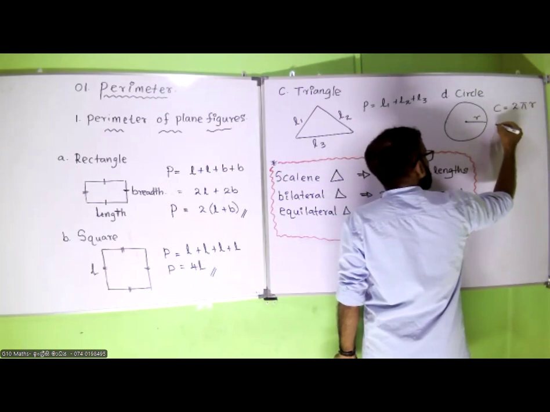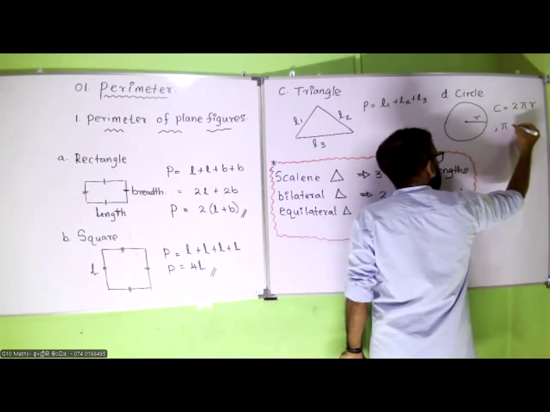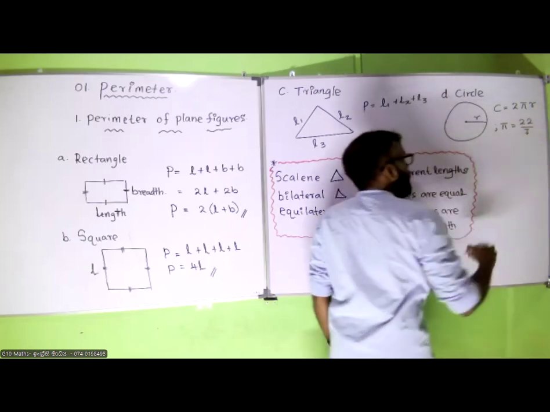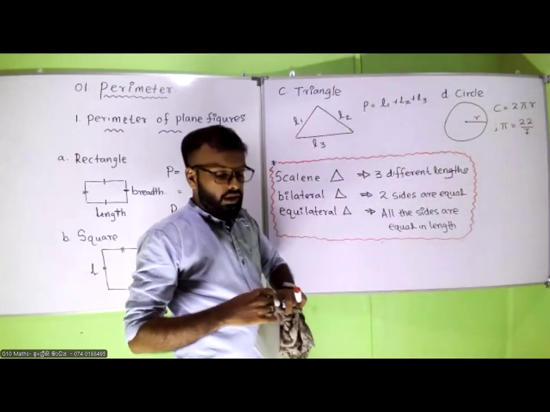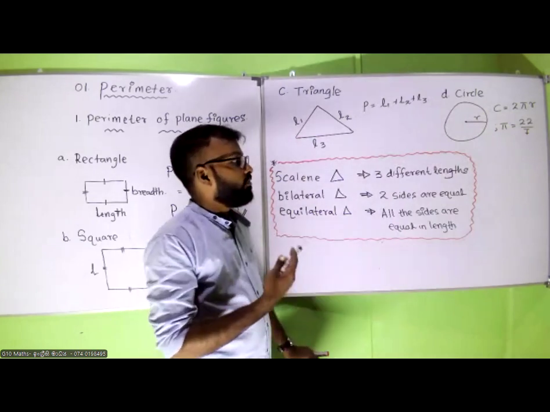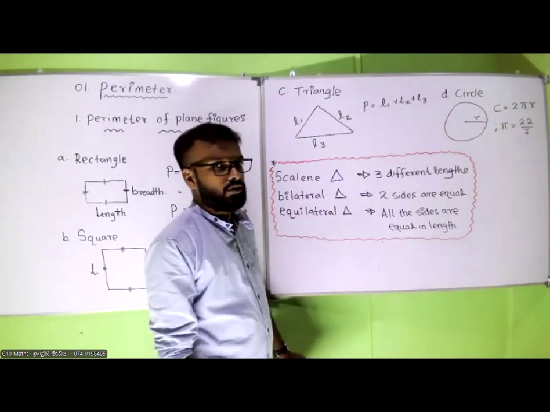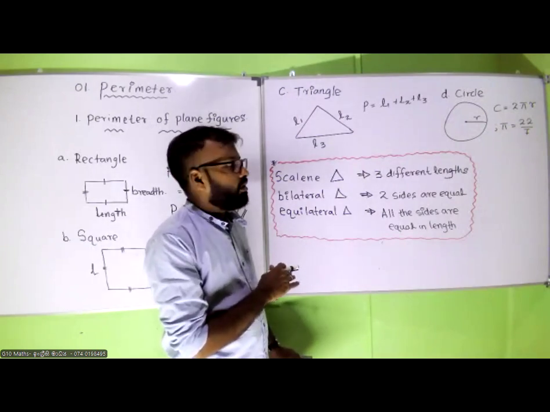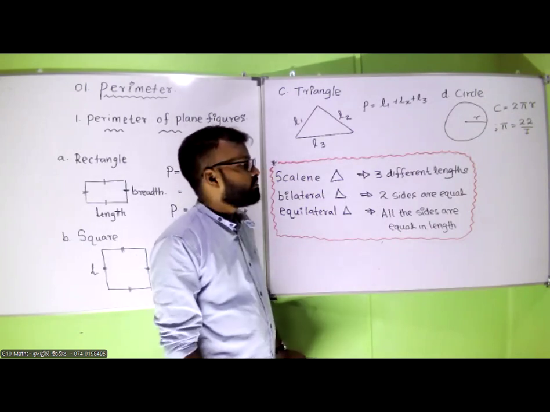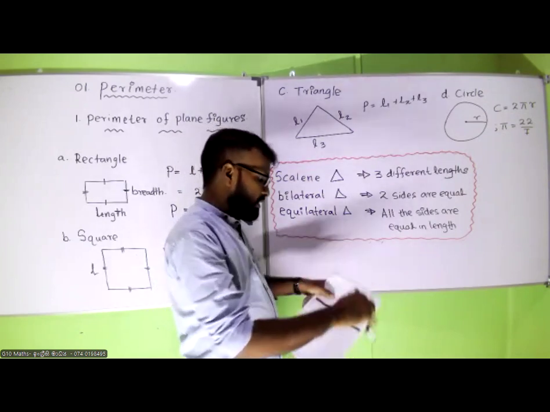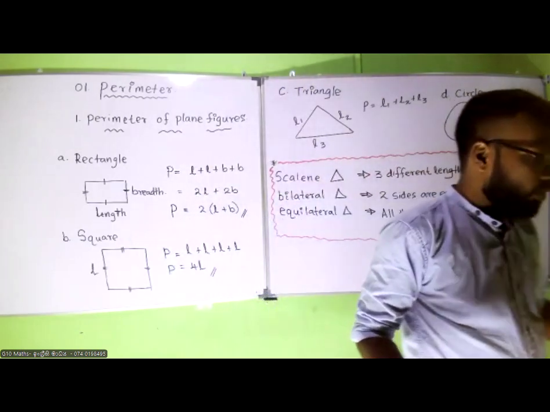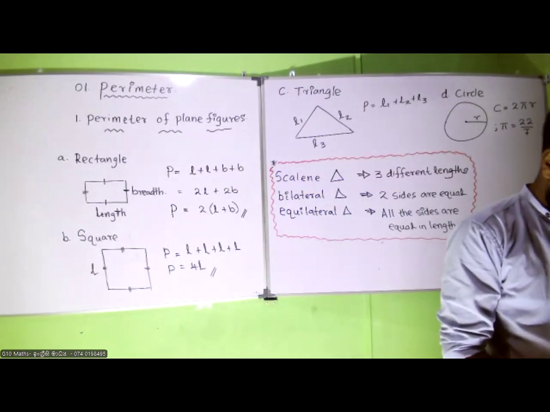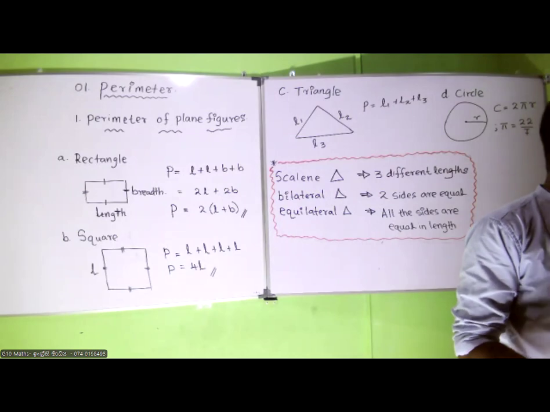Where π is 22 upon 7. You need to remember that, and in your exams they will not give you that π is equal to 22 upon 7. That is a constant throughout the world. So these are the basic figures that you need to know from the previous grades.